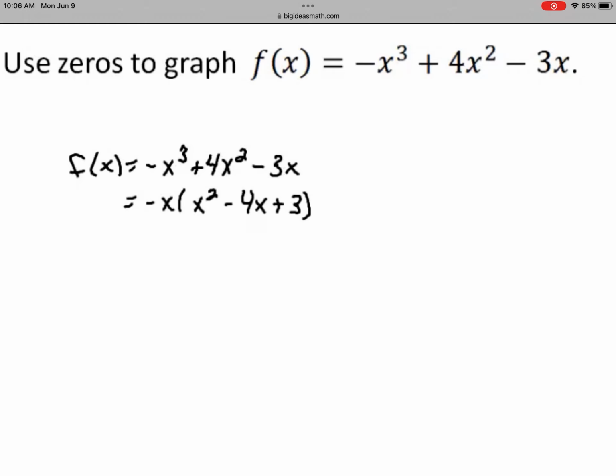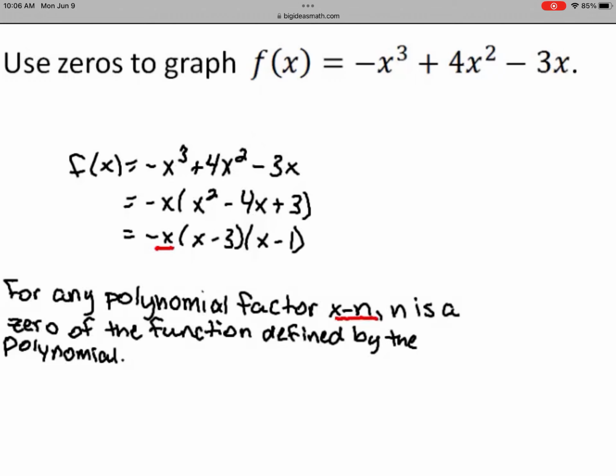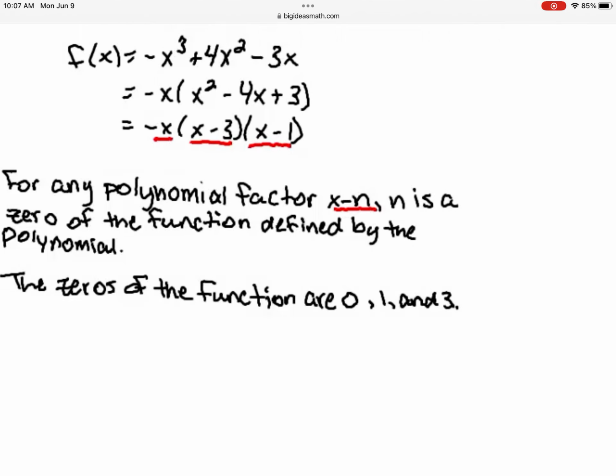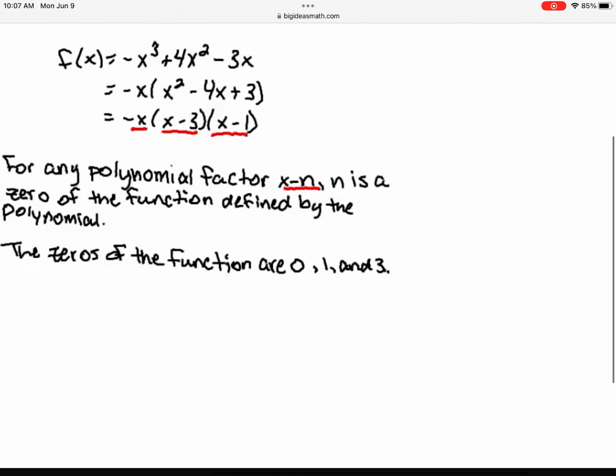X squared minus 4x plus 3 factors as the quantity x minus 3 times the quantity x minus 1. Because f has a factor of x, you know that one of the zeros is 0. For any polynomial, factor x minus n is a zero of the function defined by the polynomial. X minus 3 is of the form x minus n, where n equals 3, and x minus 1 is of the form x minus n, where n equals 1. So the zeros of the function are 0, 1, and 3.